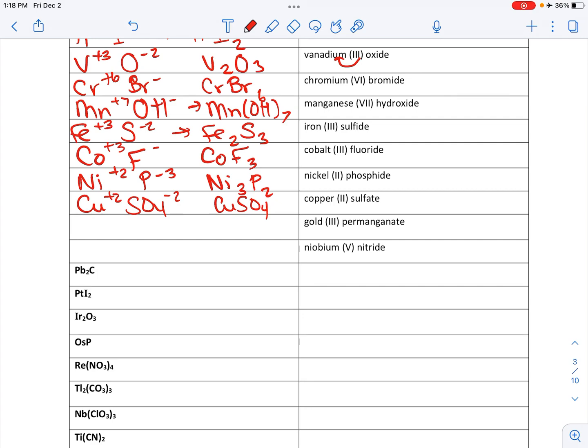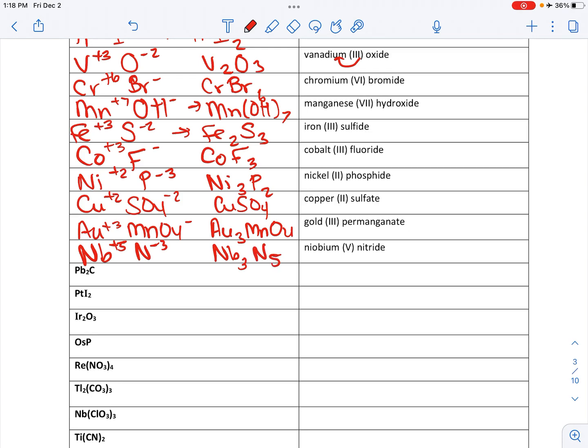No need for parentheses. Au plus 3. Permanganate is MnO4 minus 1. Crisscross, Au(MnO4)3. Are you all set? Okay, the next one is niobium. Niobium 5. Nb plus 5. And nitride is N3. So we're going to crisscross, Nb3N5.